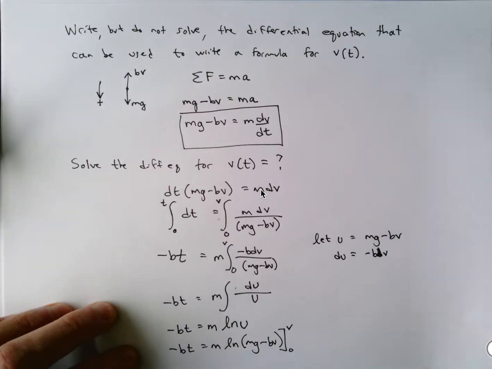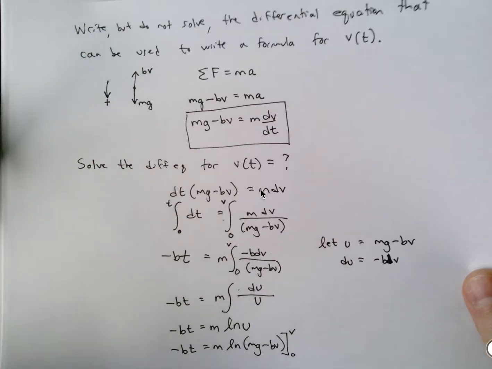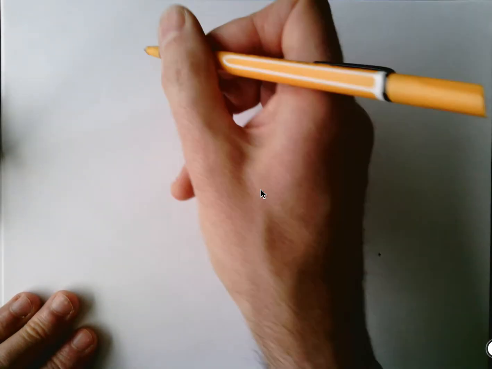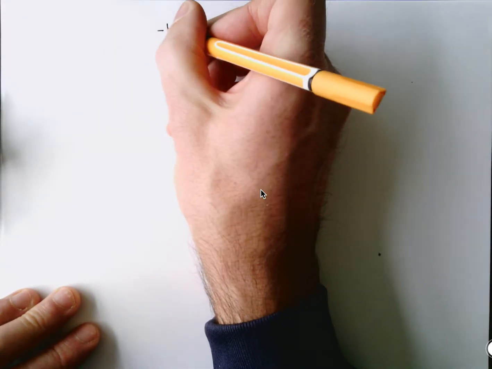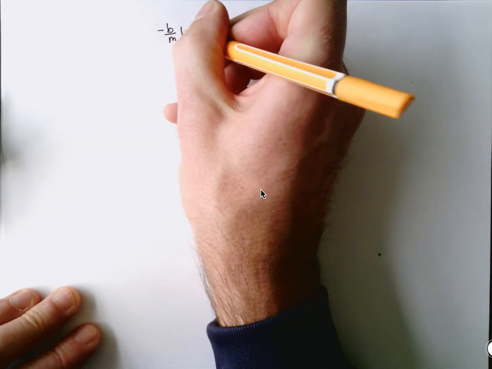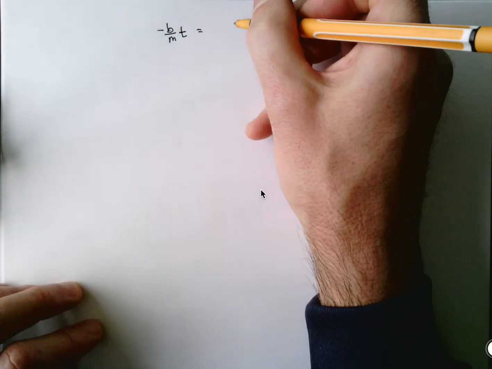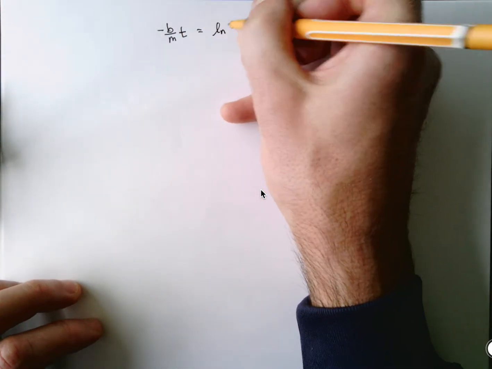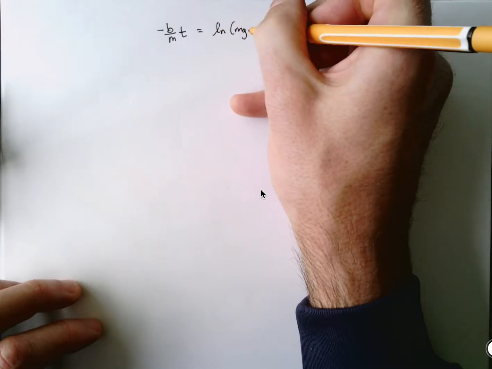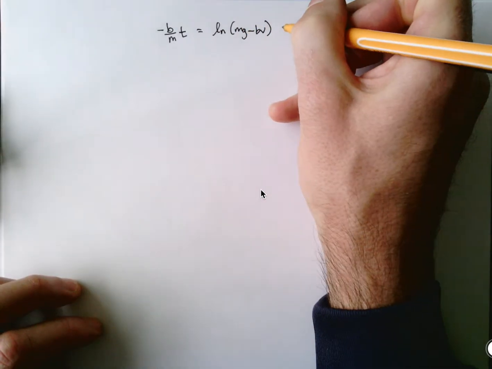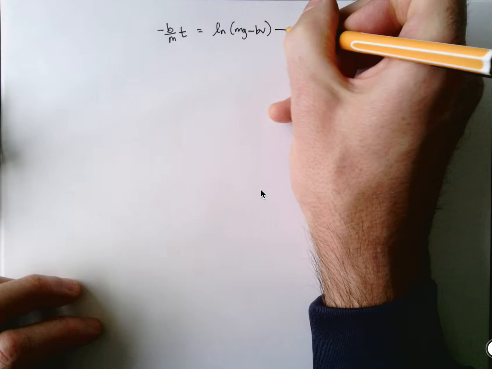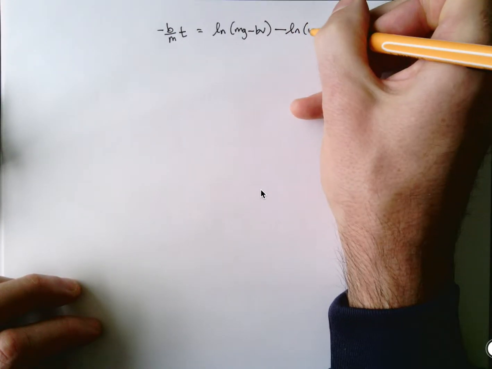All right, I'm going to continue this on another piece of paper. What I'm also going to do is divide that m over to the other side just to get it out of the way. So negative b over m times t is equal to, and let me put in the limits of integration, ln of mg minus bv, that's the top limit of integration, minus ln of mg.